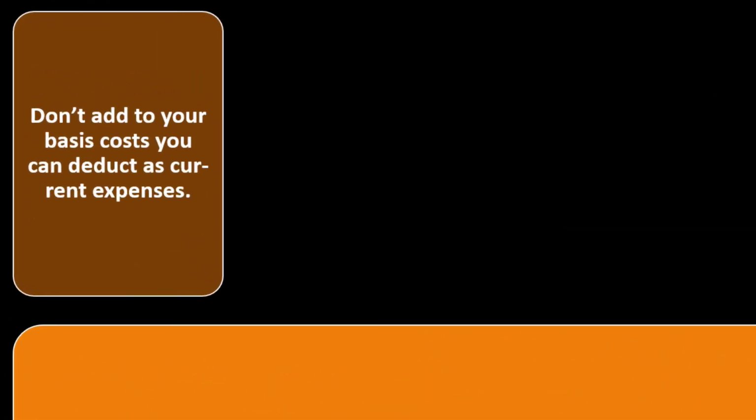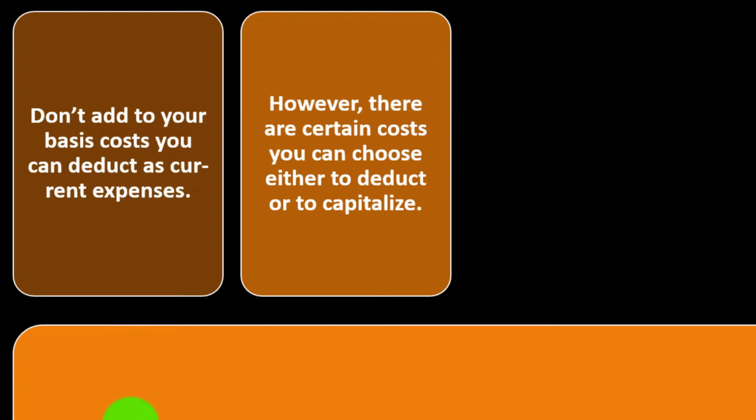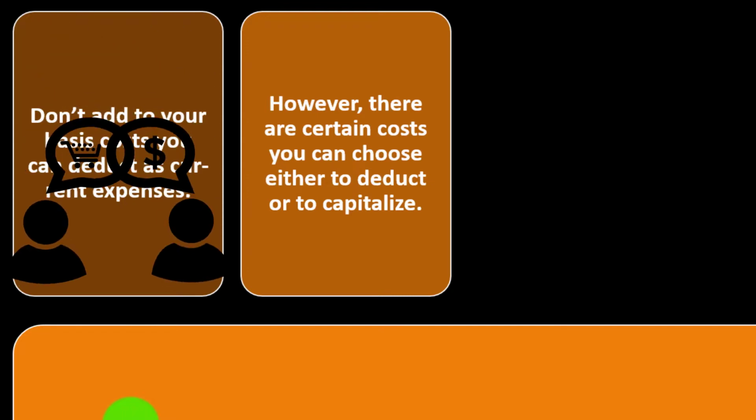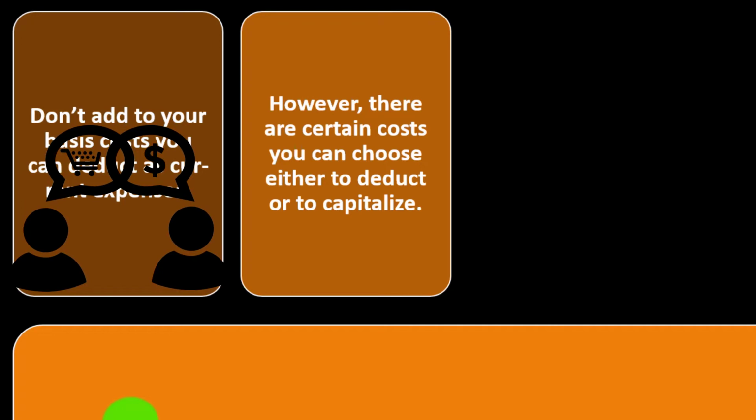So don't add to your basis costs you can deduct as current expenses. So if you're able to get an expense for it in the current time frame, then you're not going to add it to the basis of the property, because if you were to do so, you would in essence be double dipping. You would be getting benefits from two different places for the same thing, because although you don't get the deduction right away when you capitalize something, you eventually get it when you sell the item, in the form of an increase in basis, a decrease in the gain, or in the form of depreciation.